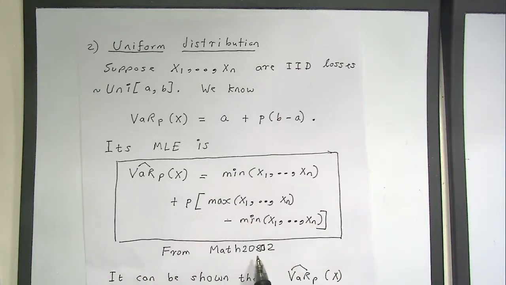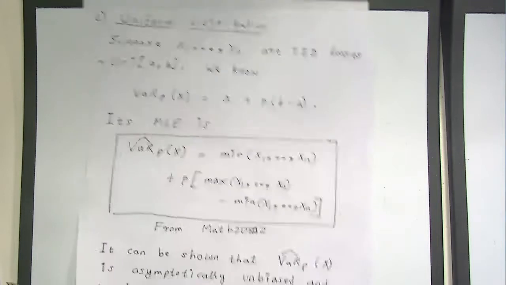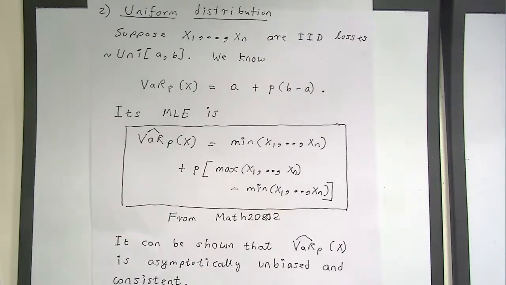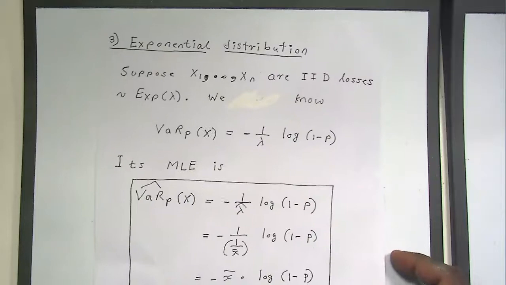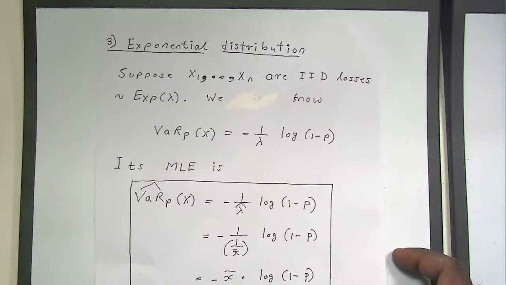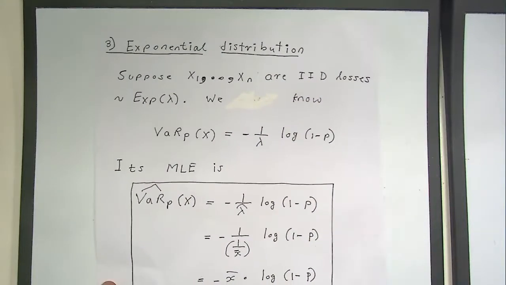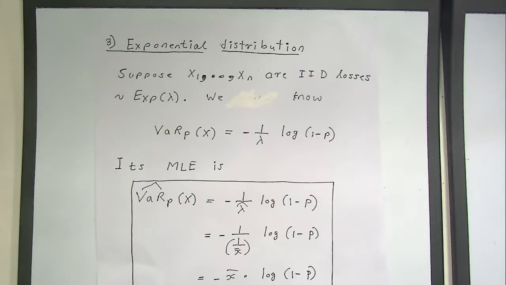Again, these results come from Math 20802. So once again, please make sure that you do know how to derive these, right? Okay. And once again, it can be shown that this estimator is asymptotically unbiased and consistent. And the next thing is the exponential distribution. For this, the estimator for VAR is given by this.